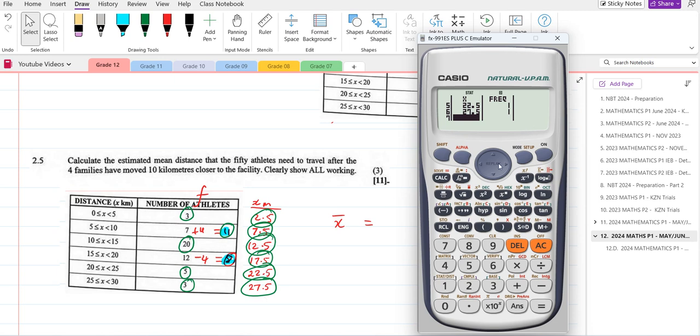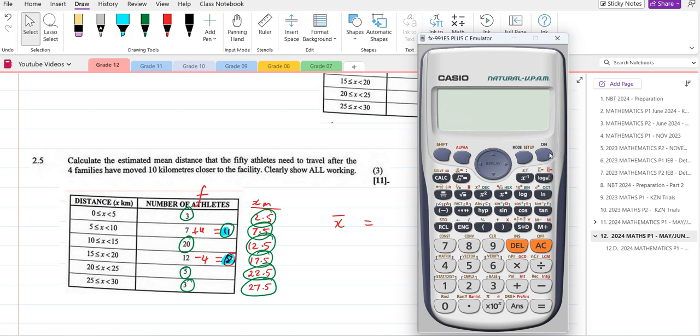Now let's enter all the frequencies. The frequencies are 3, 11, not 7, 11, right? Then 20, then 8, then 5, then 3. Right. So let's see again. We got 3, 11, 20, 8, the one that's colored blue, and 5, and then 3.